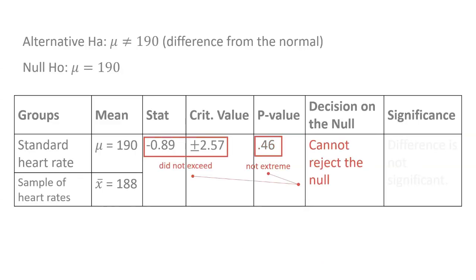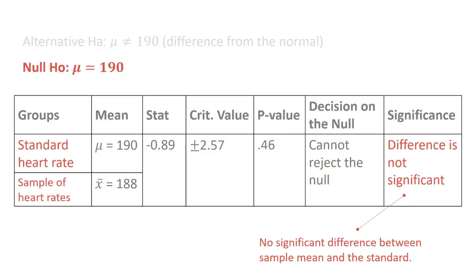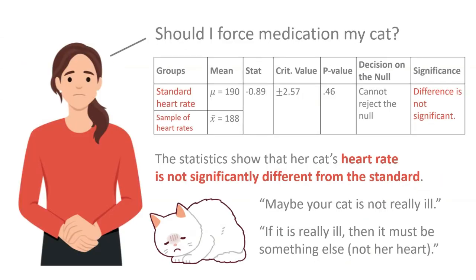Our decision is not to reject the null hypothesis because 0.89 did not exceed 2.57. Also, a p-value of 46% is not an extreme value. It is a common phenomenon, assuming the null hypothesis is true. Hence, the sample average heart rate of Julie's cat is not significantly different from the standard. So, should Julie force medicate her cat? The answer is no, because nothing seems to be wrong with the heart rate of the cat.